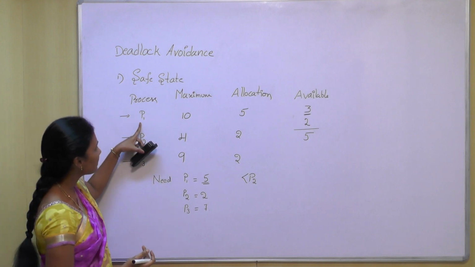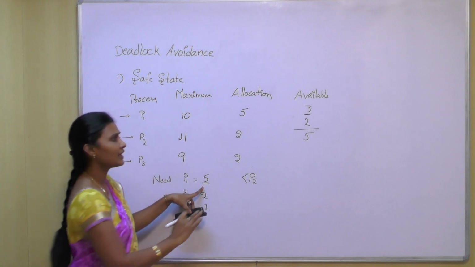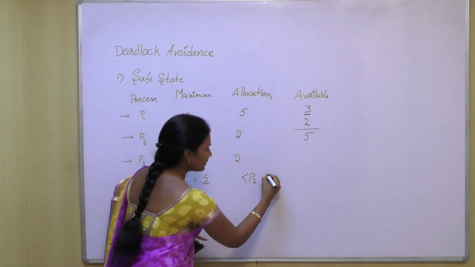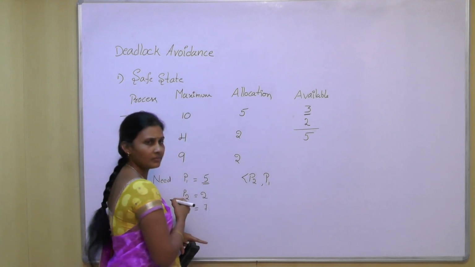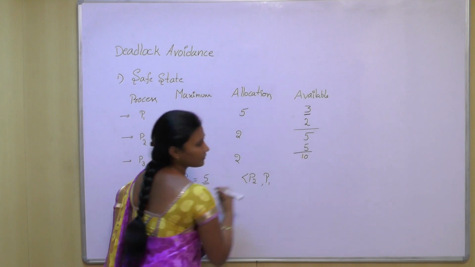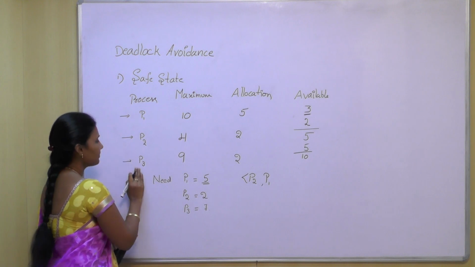For process P1, the need is 5 resources, and the available resources are also 5. So now process P1 finishes the execution and the available resources are now 10. What is the leftover process now? That is process P3.